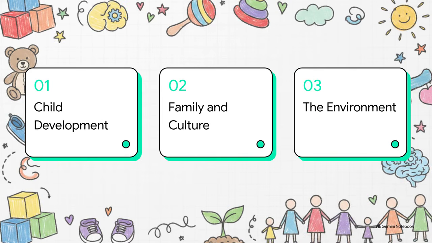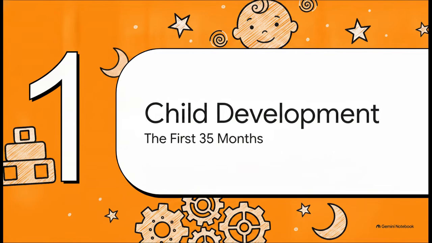To make sure we hit that goal without any overwhelm, the syllabus is logically structured into 3 main modules. We'll start with Module A on child development, then we move to Module B covering family and culture, and finally, Module C focusing on the environment. Let's move to Module A and see how this builds. Child development, understanding the first 35 months.